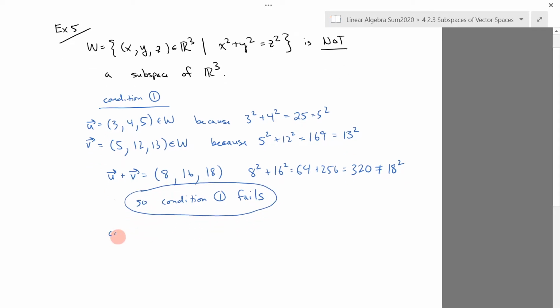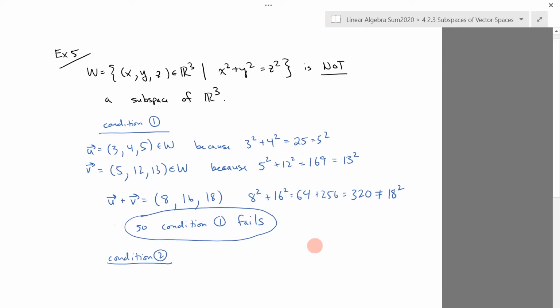What about condition 2? Well, if you think about it, what is condition 2? It's scalar multiplication. If I multiply all of these by c, what happens to this equation here? You get c squared coming from this term, and c squared coming from this term, and an extra c squared here. But if you have c squared and c squared, then you can factor that out. So condition 2 should be satisfied.